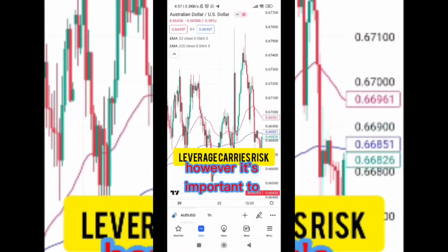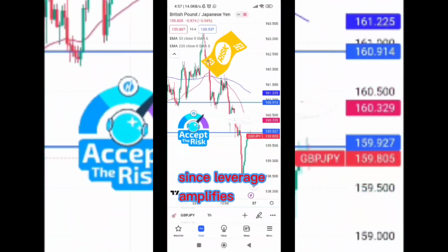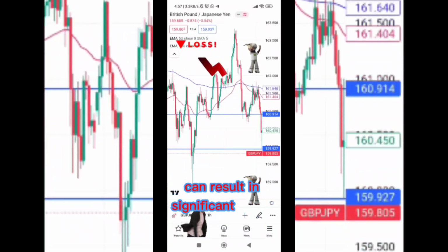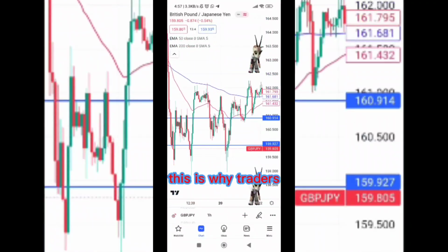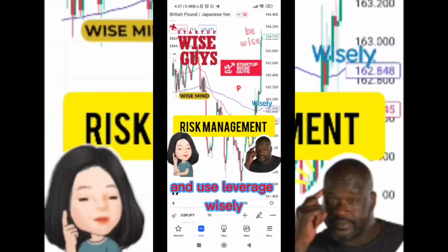However, it's important to remember that leverage also carries significant risks. Since leverage amplifies both gains and losses, even small movements in the market can result in significant losses. This is why traders must always have a solid understanding of risk management and use leverage wisely.